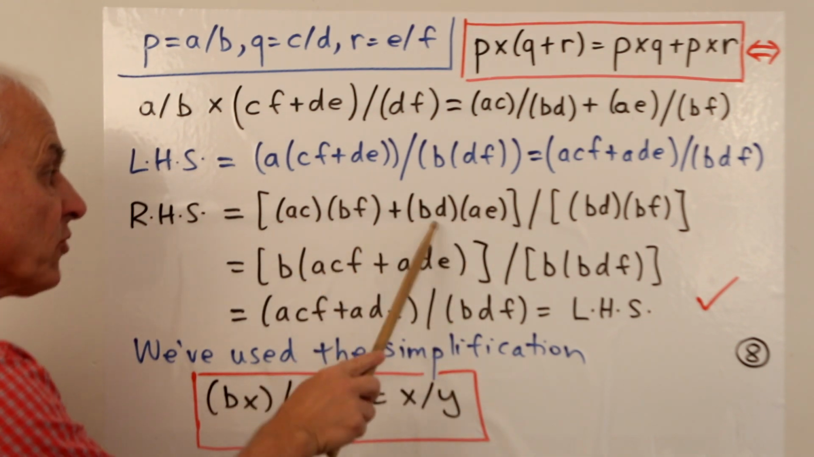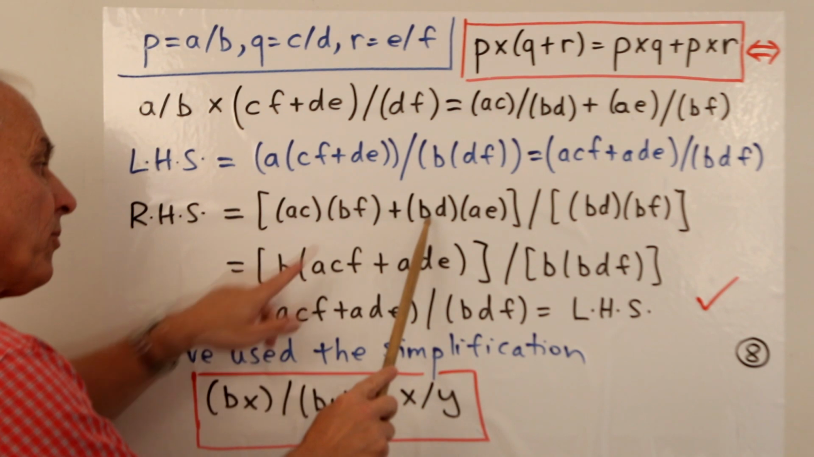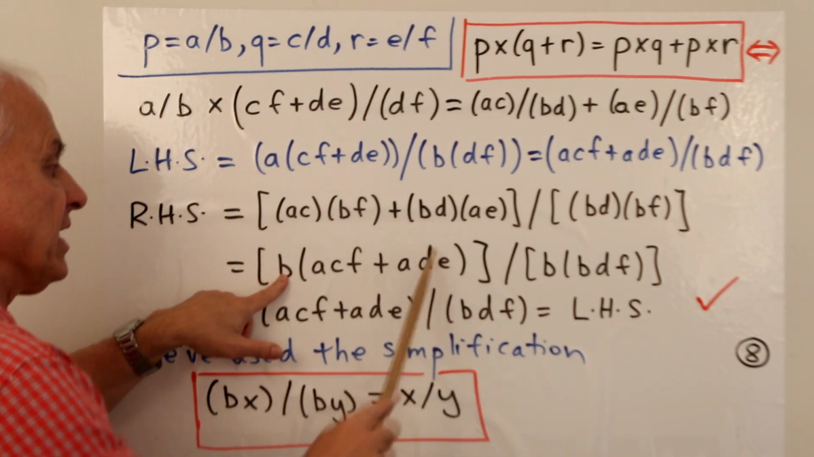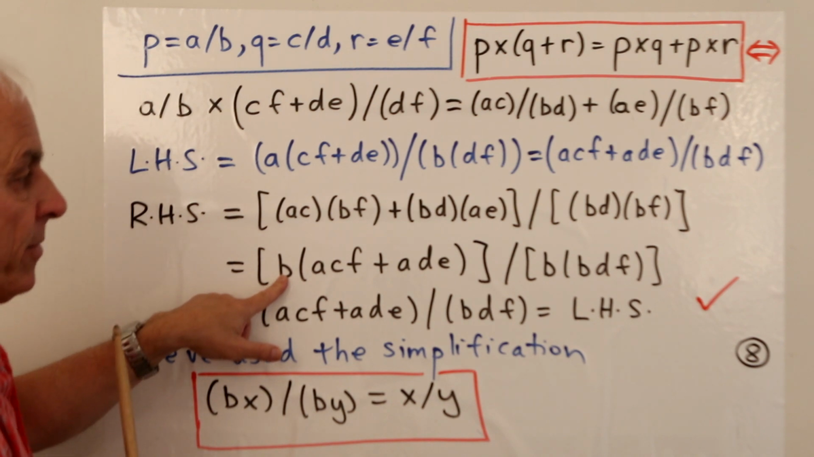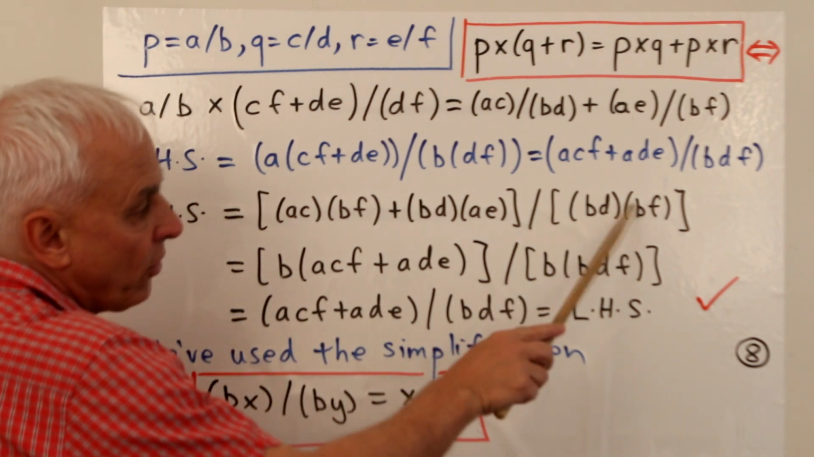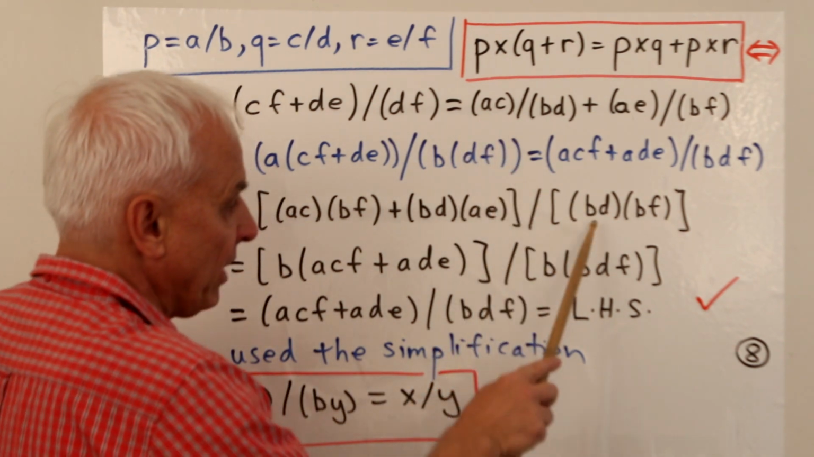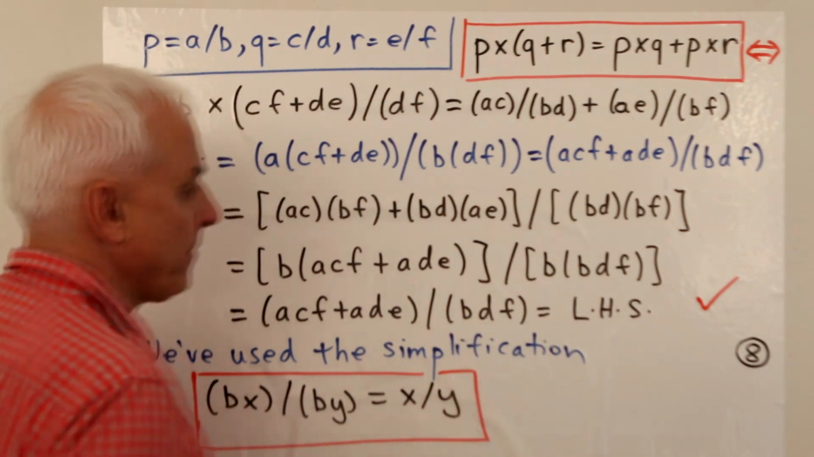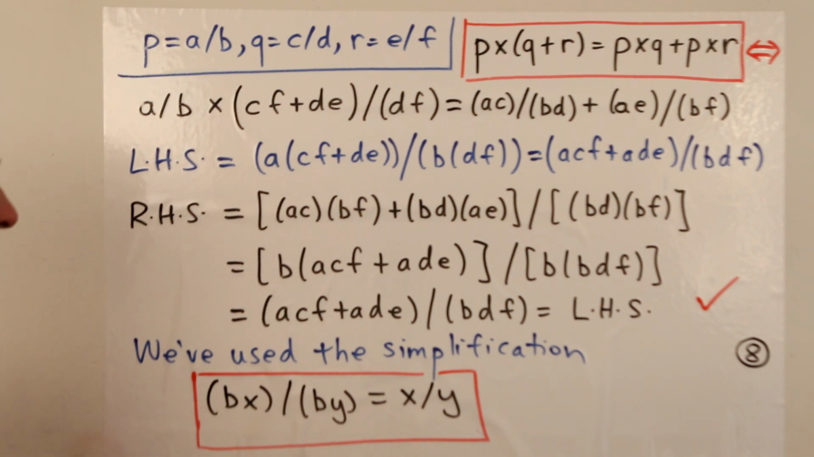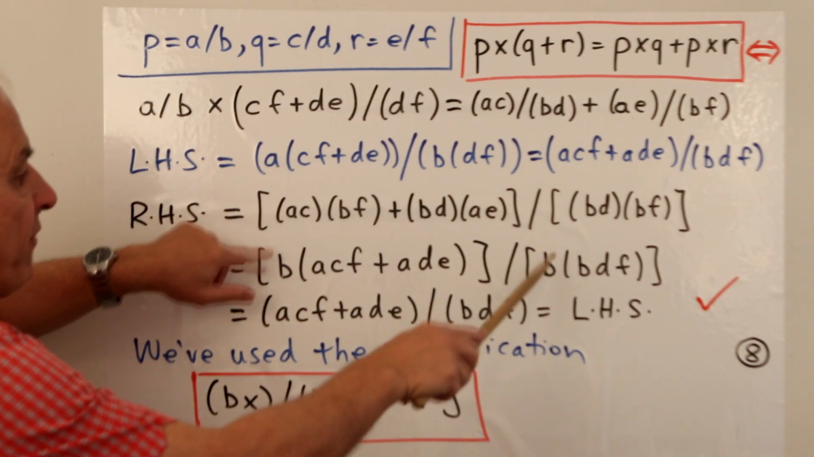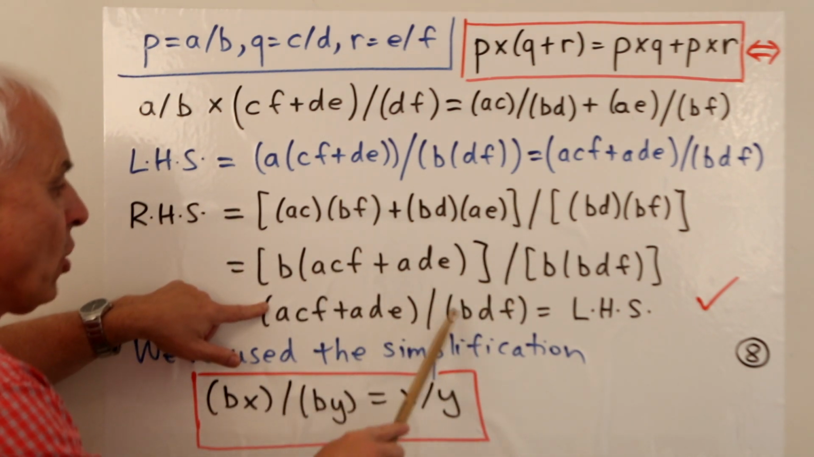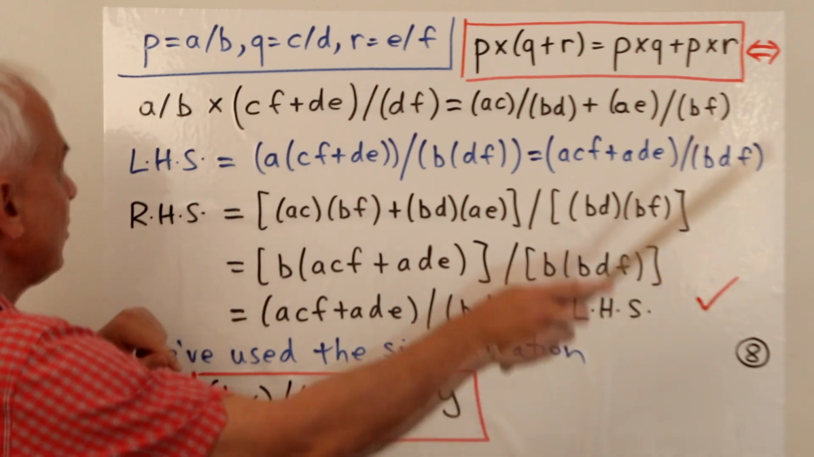There's a common factor of B in both terms, so we can pull that out. Then we get ACF plus ADE remaining in the numerator. And over here there's also two factors of B, so we can pull one of them out, and the remaining thing is BDF. And now I claim that this is actually the same as what you get when you lop off the B's. So this is the same as just (ACF plus ADE) over just BDF, which is what we got in the left-hand side.